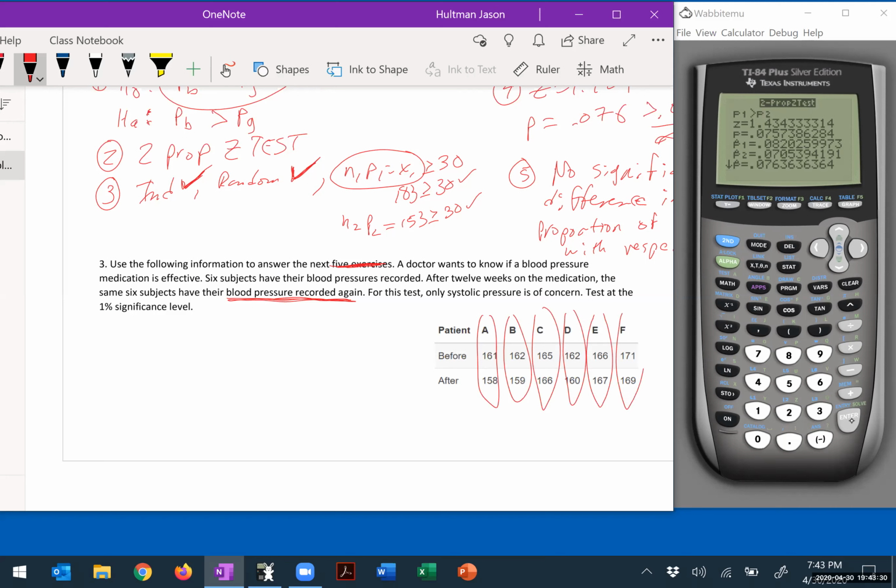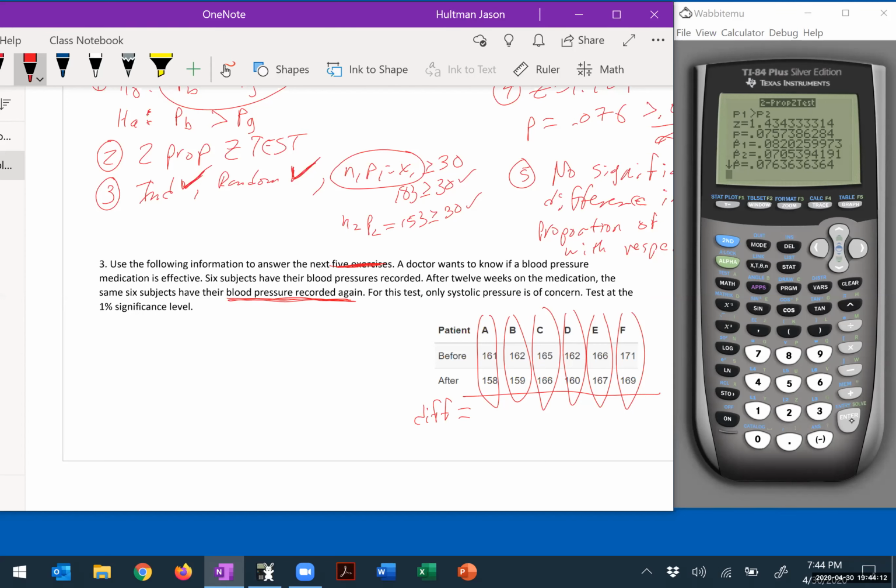We want to say, hey, patient A, his blood pressure was 161 before he took the medicine. After he took the medicine, it was 158. So what I really want to calculate are the differences. For A, B, C, D, E, and F, what was the difference? If the difference is 0, no difference, then I know the medication was ineffective. If there is a significant difference, then I know that the medication was effective.